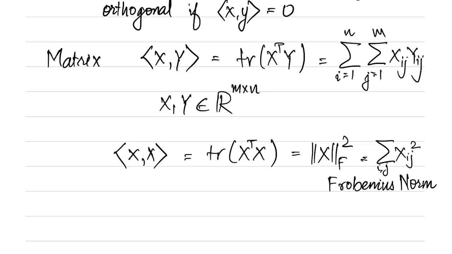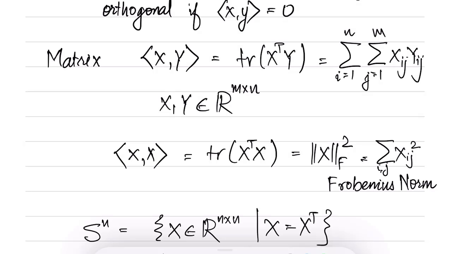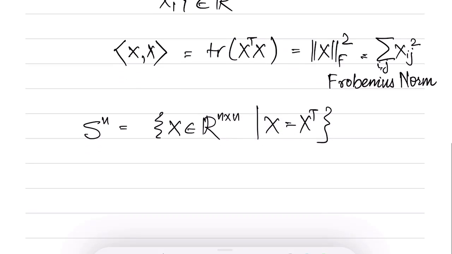Sometimes we will define these quantities for symmetric matrices. So generally I will denote S^n as the set of all symmetric matrices of size n cross n, where X is equal to X transpose. So this is the set of all symmetric matrices.